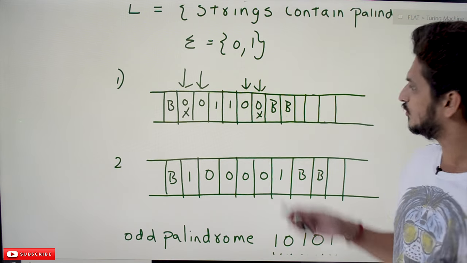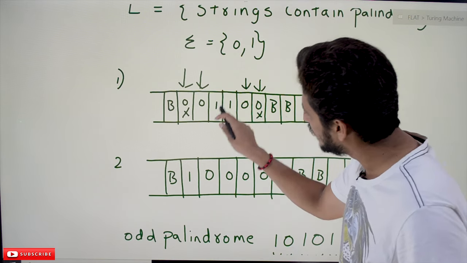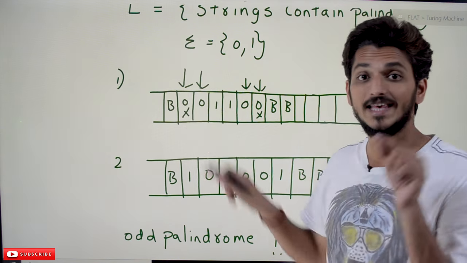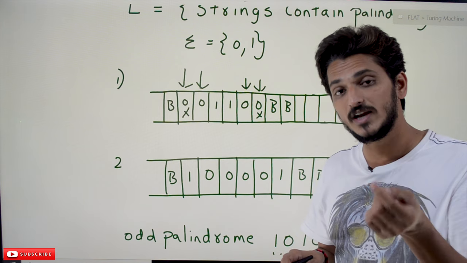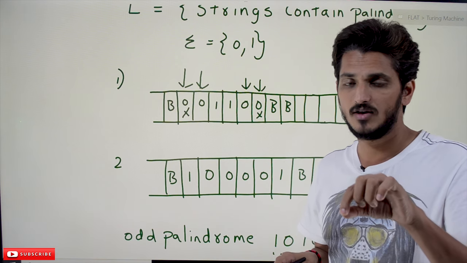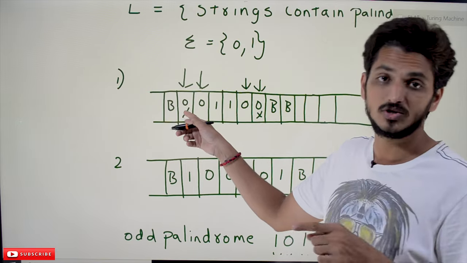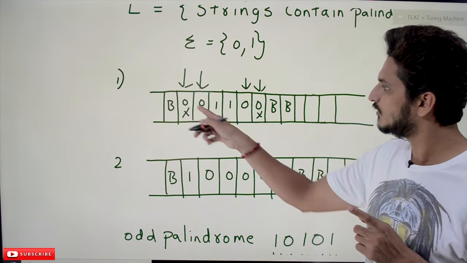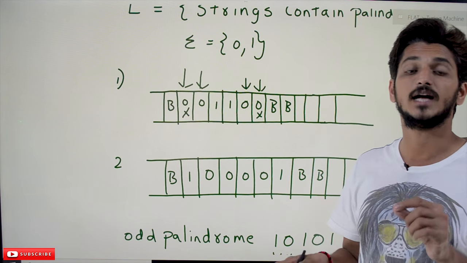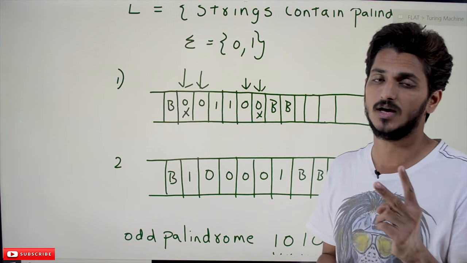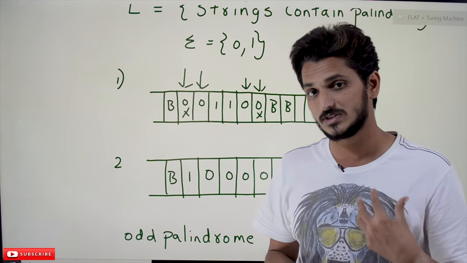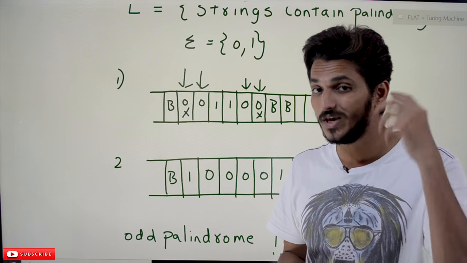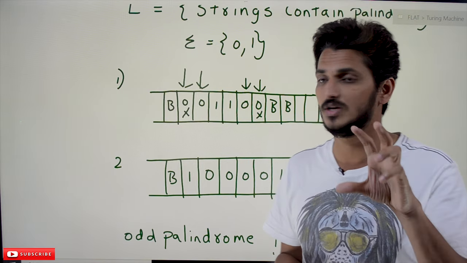How long do we have to move? Move left, move left, move left, move left. Whenever you find x, you may find x or y. Why? Because it is not mandatory to have 0 in the first position. If it is 1, the last one should be 1. Then we will convert this 1 into y. That's why we are using two symbols. For 0, we are using the symbol x. For 1, we are using y. This is how we have to construct the logic for the Turing machine.